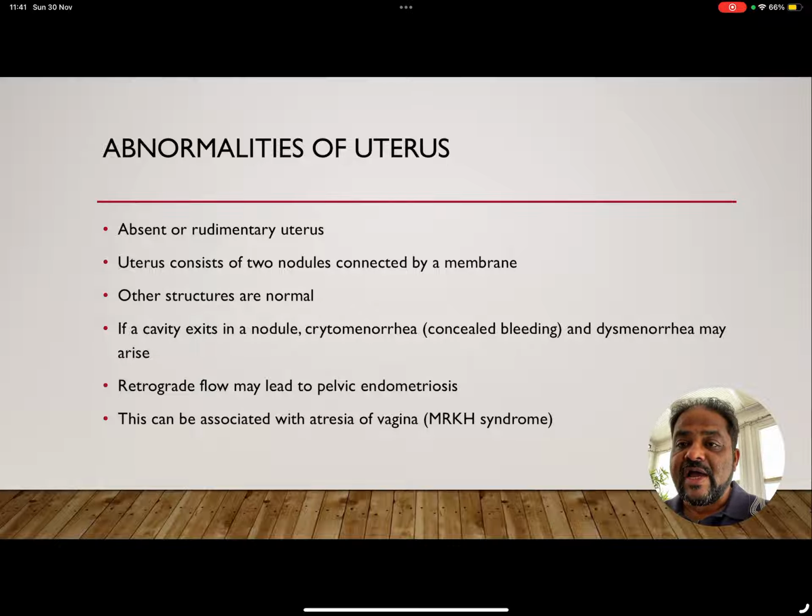Abnormalities of uterus. Either there is an absent uterus, an improperly developed uterus, or a rudimentary uterus. The uterus consists of two nodules connected by a membrane, and other structures are normal. If the cavity exists in a nodule, it will lead to cryptomenorrhea, that is, concealed bleeding, and dysmenorrhea may arise because of the collection of blood. The retrograde flow through the fallopian tube into the pelvis can lead to pelvic endometriosis, and it can be associated with atresia of the vagina, which is Mayer-Rokitansky-Kuster-Hauser syndrome, MRKH.